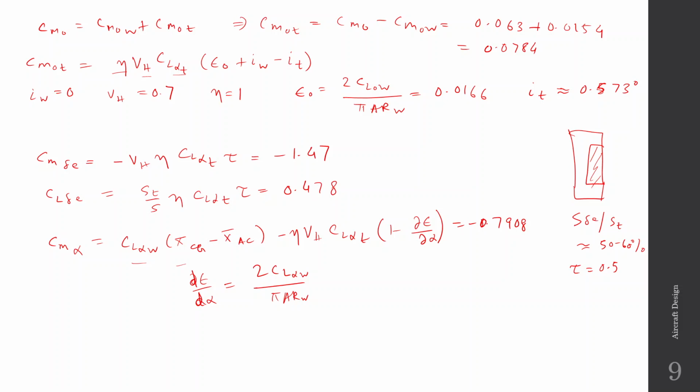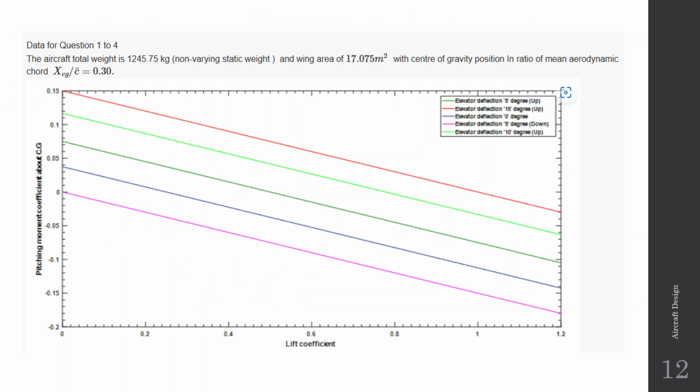Now we'll solve another exercise. So in this question, a graph is given like this. So from here you can say that this is the weight. So W is equal to 1245.75 into 9.81 Newton, and you have wing surface area as 17.075 meters square, and you also have X bar CG as 0.3. Okay, and some other data is given over here. So using this you have to answer the next questions.